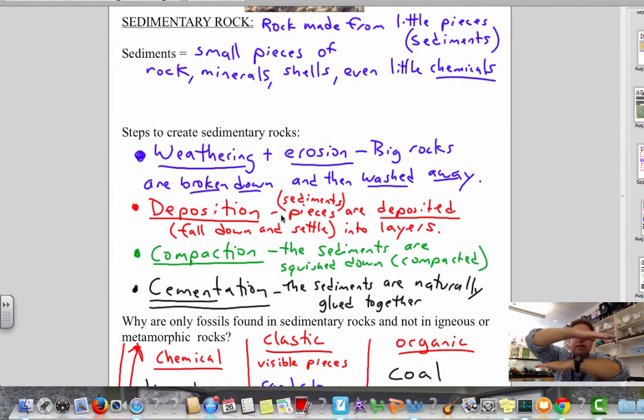Once those layers all fall down, they get squished and compacted together, like a trash compactor. They're squished and compacted. And eventually, there are natural glues that cement them together. So we have weathering, erosion, deposition, compaction, cementation. After all that, you get yourself a sedimentary rock.